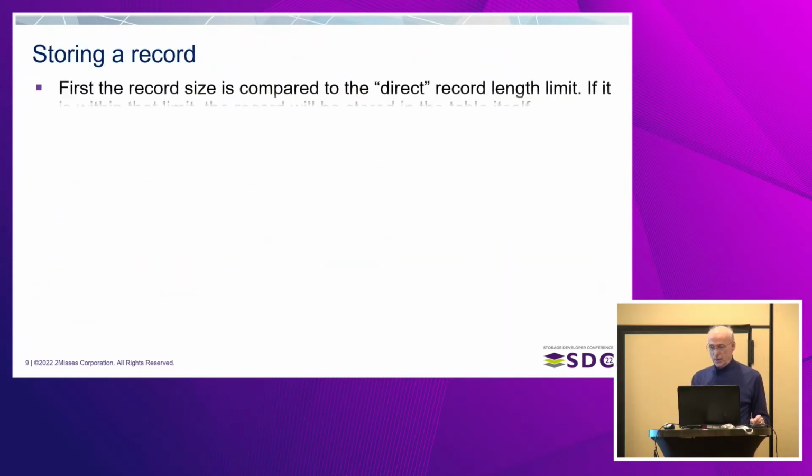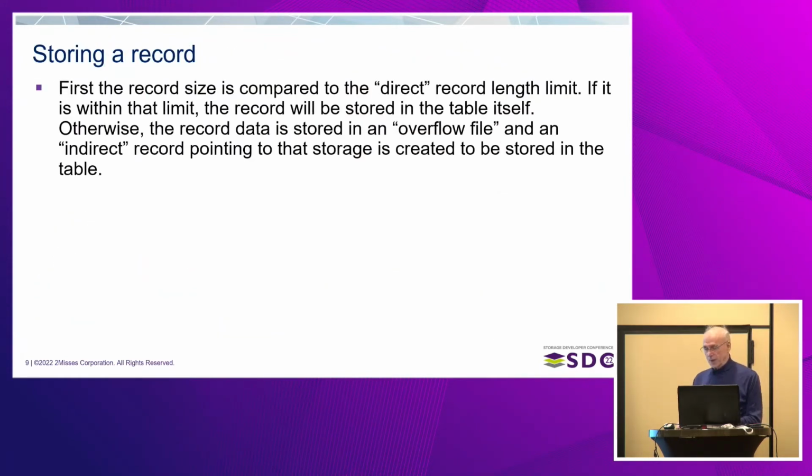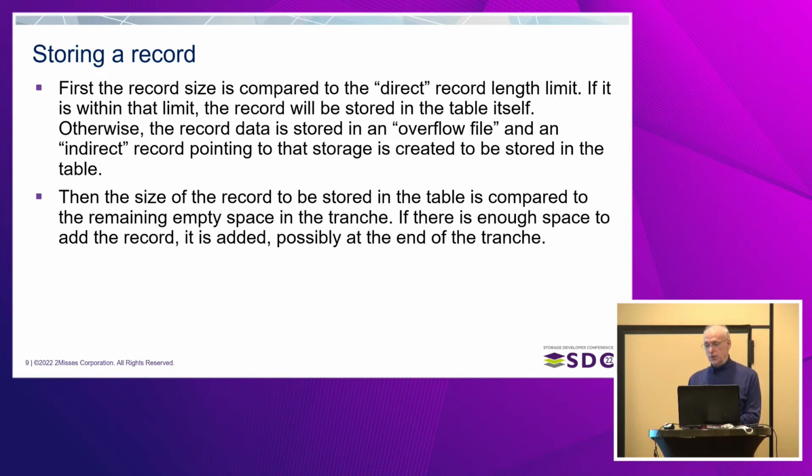To store a record, first, the record size is compared to the direct record length limit I mentioned before. If it's within that limit, the record will be stored in the table itself. Otherwise, the record data is stored in an overflow file, and an indirect record pointing to that storage is created, and that's what's stored in the table. Then the size of the record to be stored in the table, which we now know whether it's the direct or pointer type, is compared to the remaining empty space in the tranche. If there's enough space to add the record, it'll be added possibly at the end of the tranche, but that's an implementation detail that may vary.